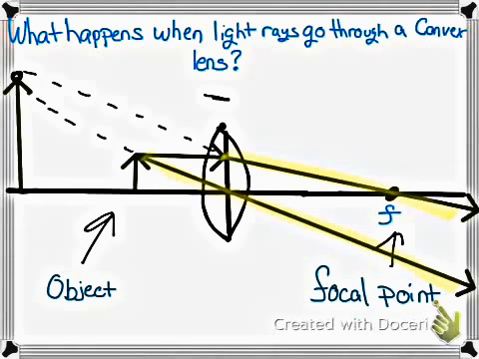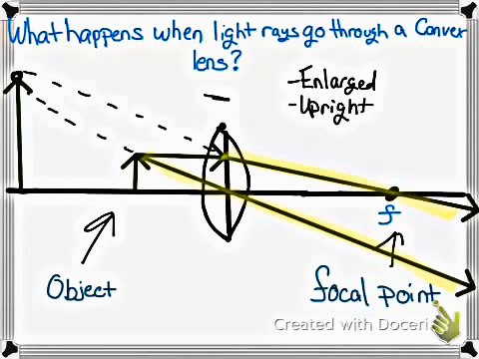So the image produced is behind your object. We can say that this image is enlarged, upright, and virtual. It's enlarged because it's bigger than your original object. It's upright because it's above your principal axis. It's virtual because we had to extend back those light rays.